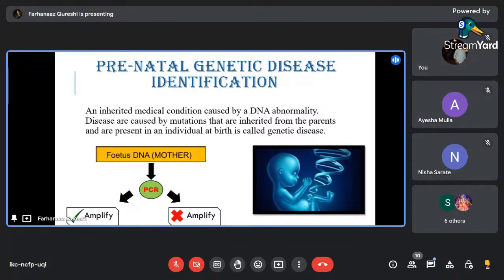In this case, we can use the PCR technique by obtaining the fetus DNA through amniotic fluid or the bloodstream of the mother. After obtaining the DNA, we will run a PCR using specific primers known as disease-specific primers. If the PCR gets amplified, then the particular disease is present in the baby, or if the PCR does not get amplified, then the genetic disease is not present in the fetus or baby.